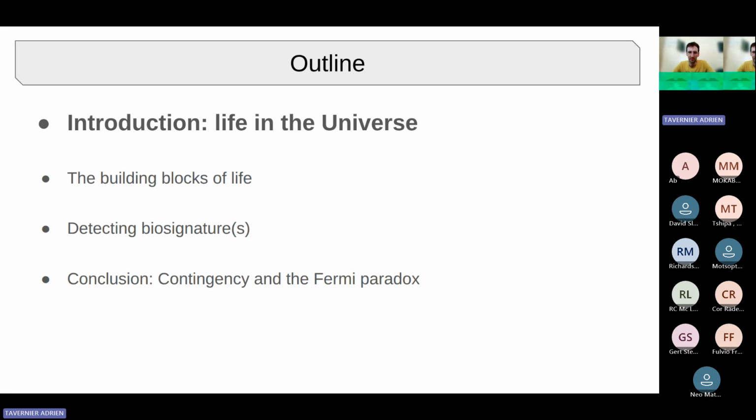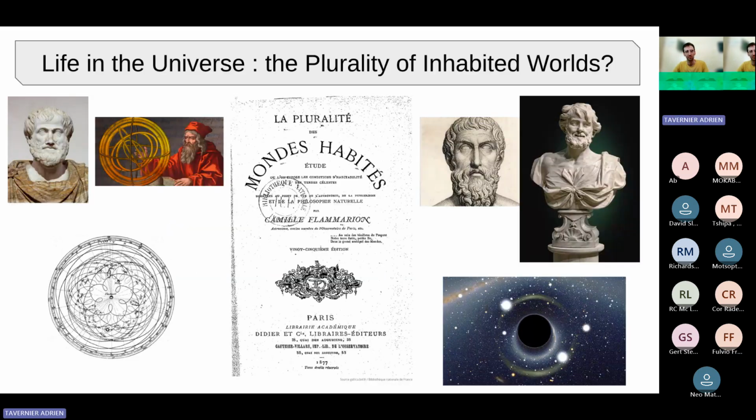So first, life in the universe. Some epistemology to start, which is called the plurality of inhabited worlds. In the center you have the reproduction of a book from the French astronomer Camille Flammarion, 19th century. He wrote a very famous book, at least in France, La pluralité des mondes habités. It was much more outreach than science. But it was in fact a kind of summary, with the knowledge of the 19th century, of a debate that starts in antiquity. On the left panel you have Aristotle and Ptolemy. For us, they were against the plurality of inhabited worlds.